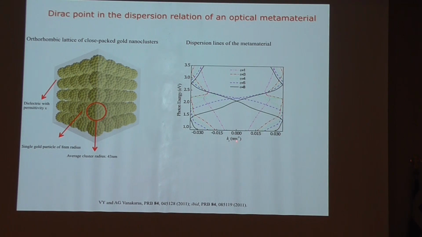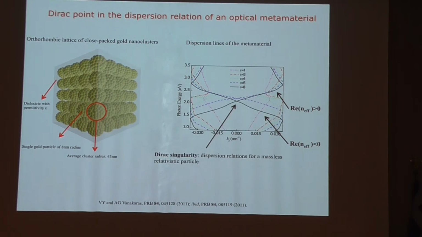because as the wave vector increases, the frequency decreases, and the opposite here is true. Here we have a positive index. One can actually simulate Dirac propagation in such a material. So this is the positive and the negative index region. This is the Dirac singularity.